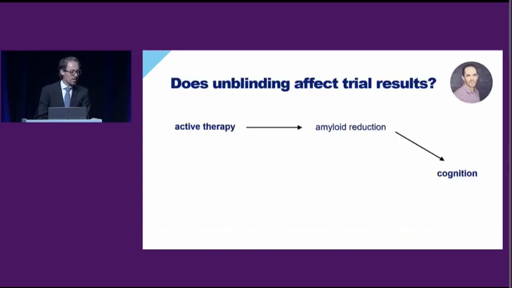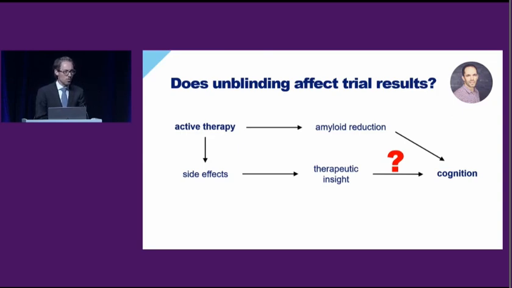As I'm also an epidemiologist, I'd like to visualize this in causal diagrams. What we try to estimate, of course, is the active therapy effect on cognition due to amyloid reduction. But what may happen is that the side effects give therapeutic insight and unblinding, and you can have some psychological treatment effects that affect cognition. However, we're not quite sure how big these effects are, and we're also not quite sure how big they would need to be to explain away the effects in the clinical trials. What we do know from other areas, of course, is that in fields of depression or Parkinson's disease or epilepsy treatment, these effects can be quite substantial.